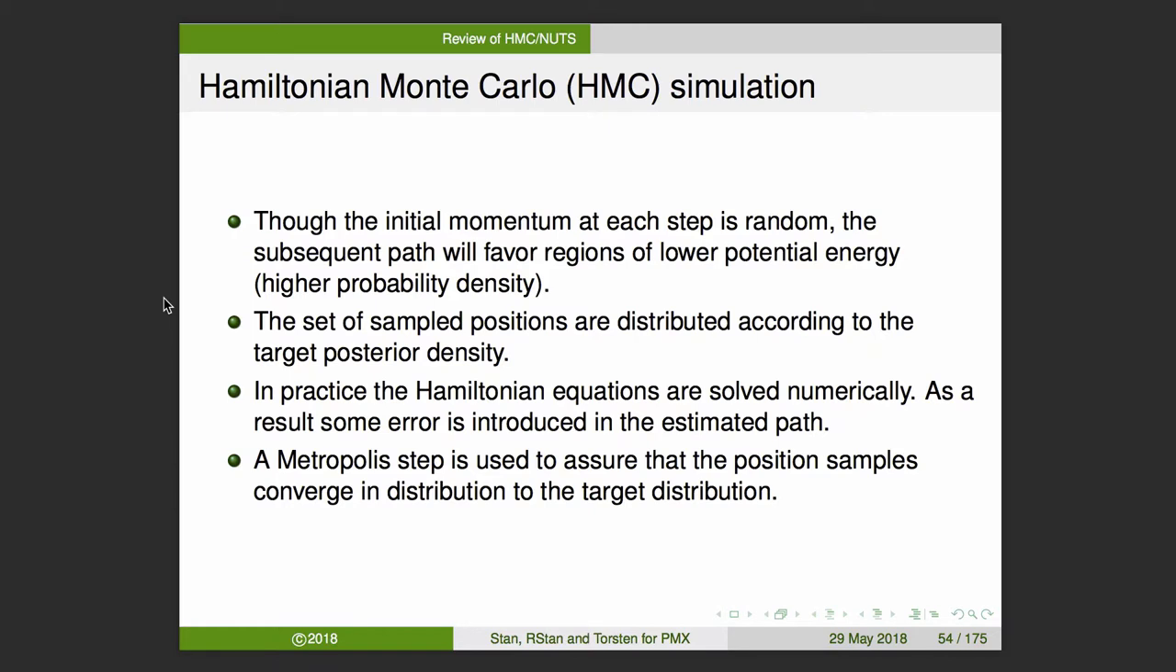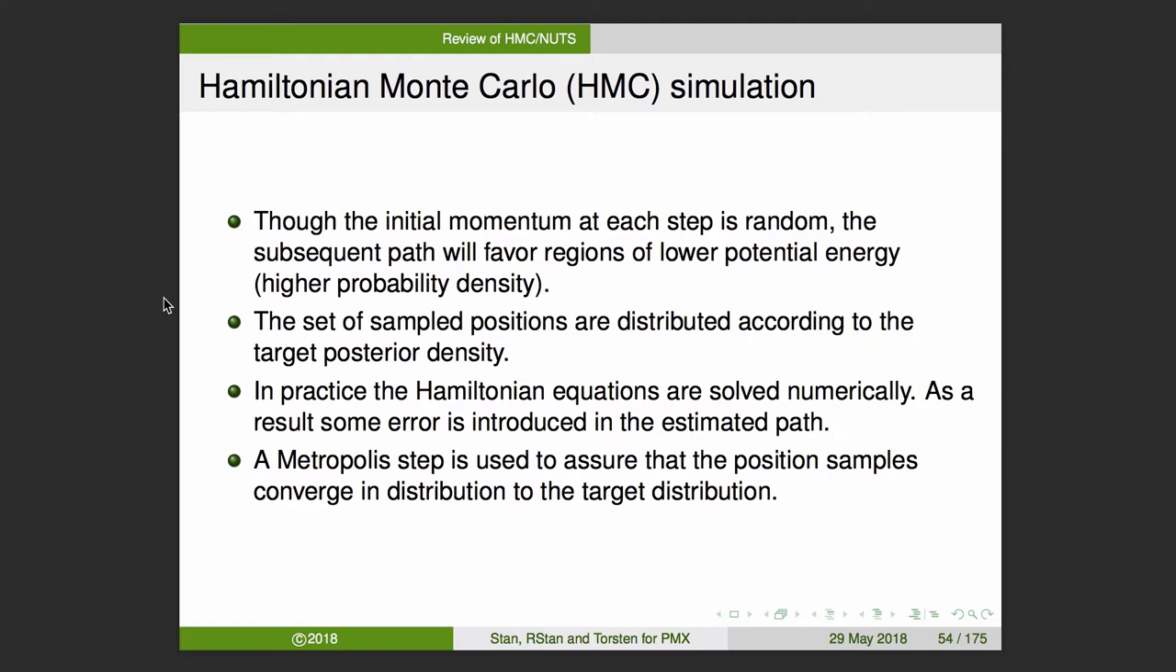So in that situation, even though our initial momentum at each step is random, the subsequent path is going to favor regions of lower potential energy or equivalently higher probability density. And it turns out that the set of sample positions are distributed according to our target probability density. Albeit, since each step depends on the previous, there is going to be autocorrelation. They do form a Markov chain.